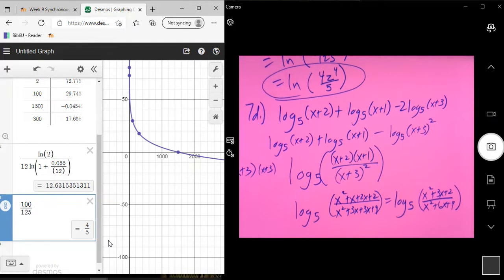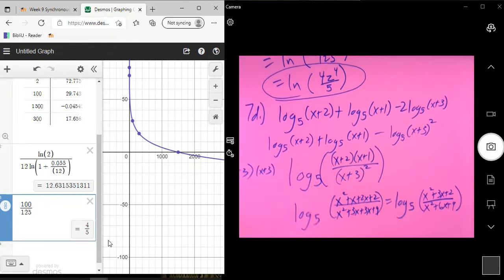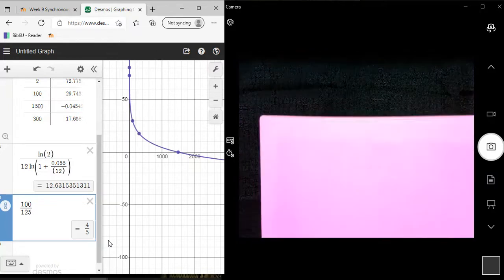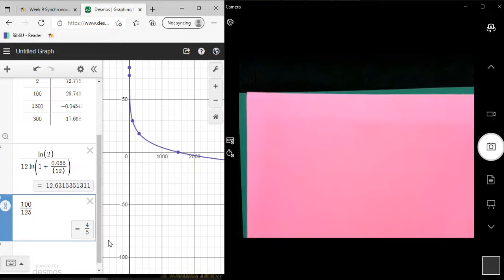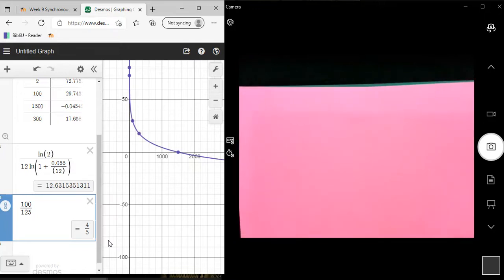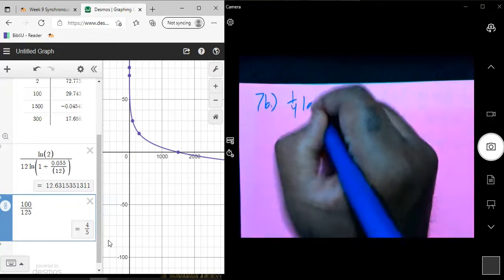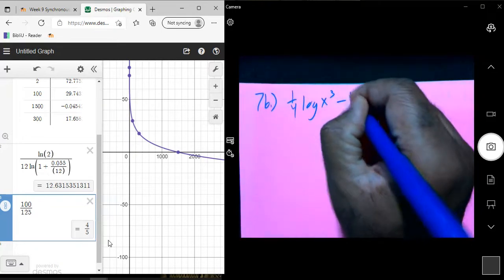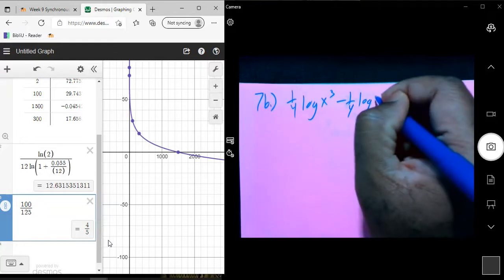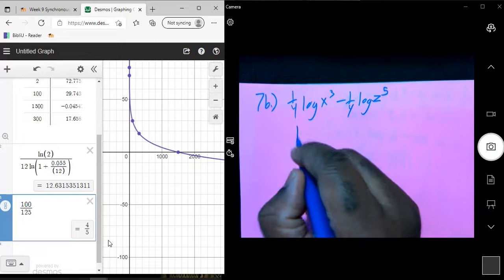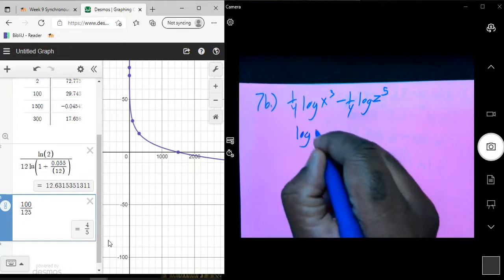All right, now that took care of 7d. Now we go here to 9. As a matter of fact, let me redo 7b, and then we will go to 9. So 7b, I'm just going to write out what I had previously. And I'm not going to actually go over everything here. We know we changed that to an exponent.